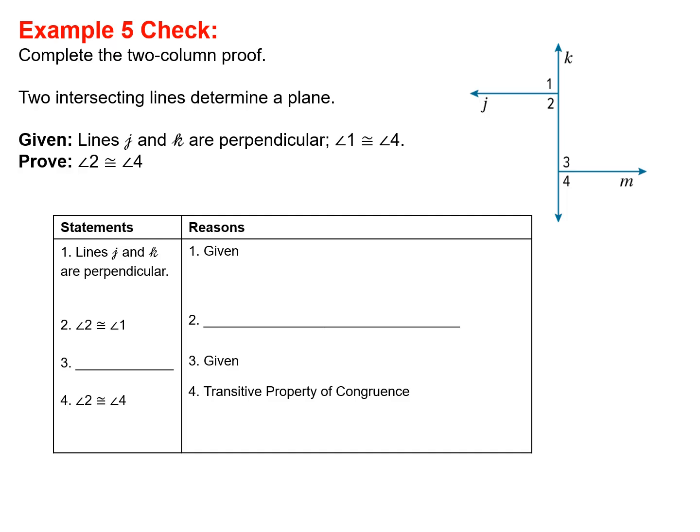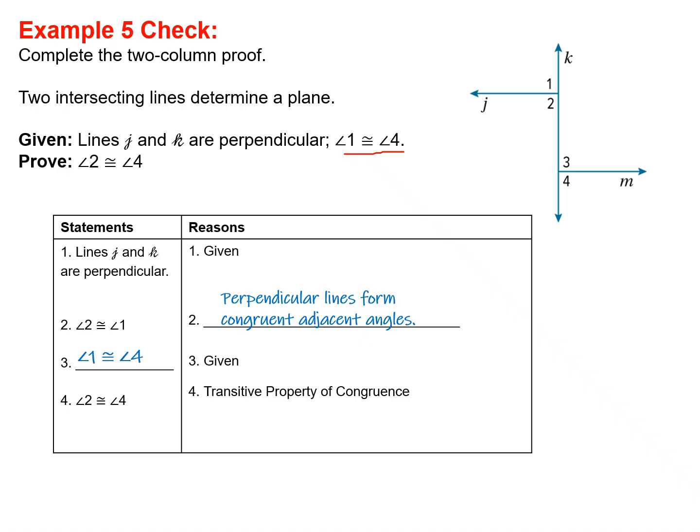So lines J and K are perpendicular, that is given. Then angle 2 is congruent to angle 1. How is that possible? Because perpendicular lines form congruent adjacent angles, and angles 1 and 2 are adjacent. They share a common vertex and a common side. The line 3 says given, so that has to be the second half of our given, which is angle 1 is congruent to angle 4.